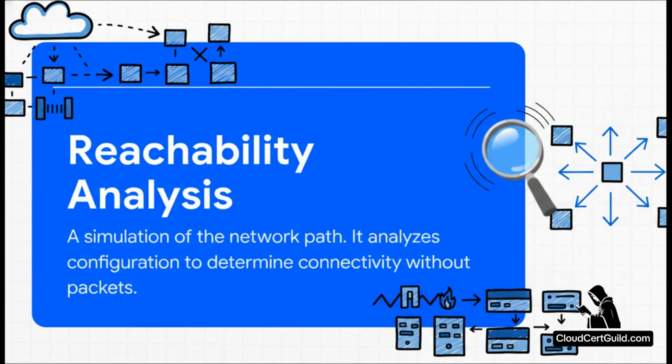Well, you use a tool that doesn't even need to send a single packet. You use something called Reachability Analysis. This is the core idea behind Google's connectivity tests. It's basically a super powerful simulation. It models your entire setup, your VPCs, your firewall rules, your routes, and it mathematically figures out the exact path a packet would take and whether it would be allowed or denied at every single step.